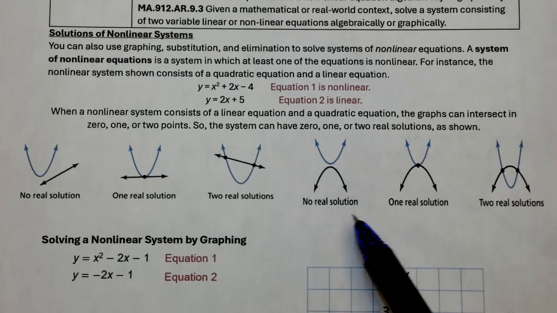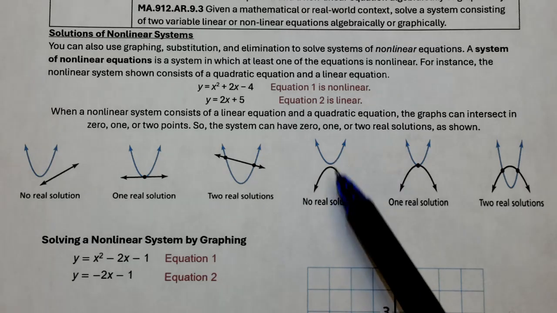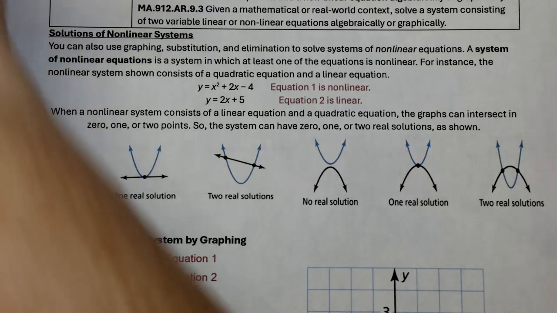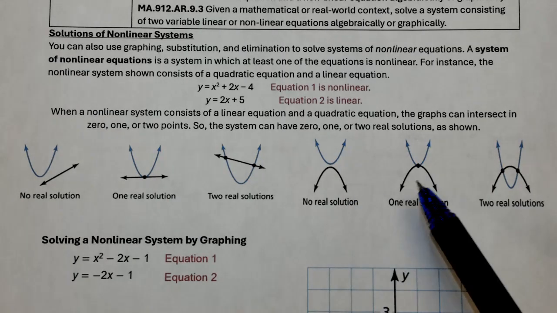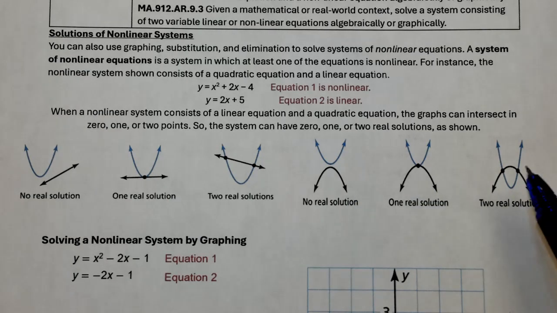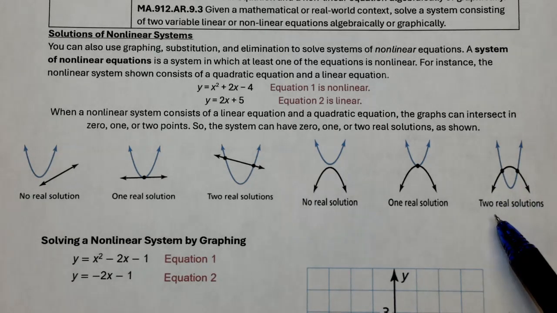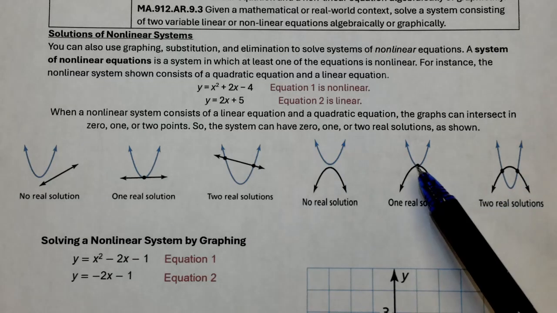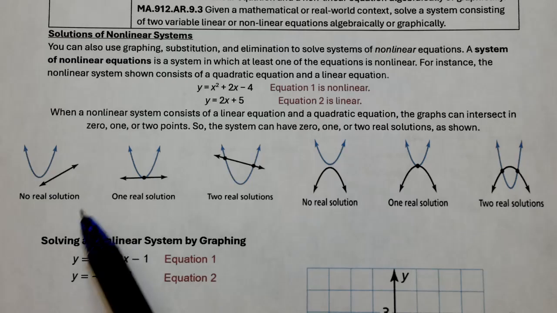Now with this one, when we have 2 quadratic functions or 2 nonlinear functions, if they do not touch or cross at all, then they would have no real solution. If they cross or touch one time, they have one real solution, and if they intersect twice, you have 2 real solutions. Those points of intersection are your answers.